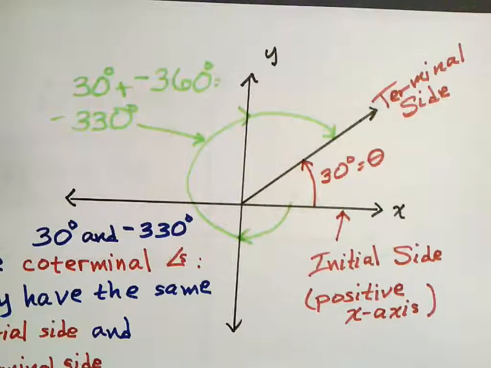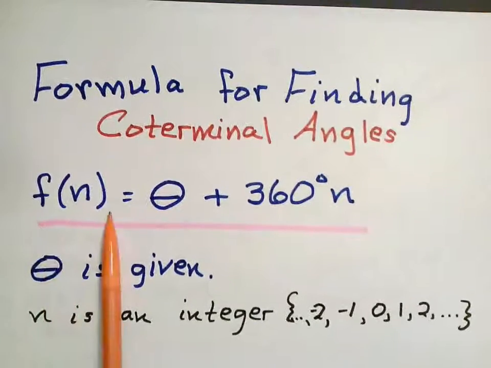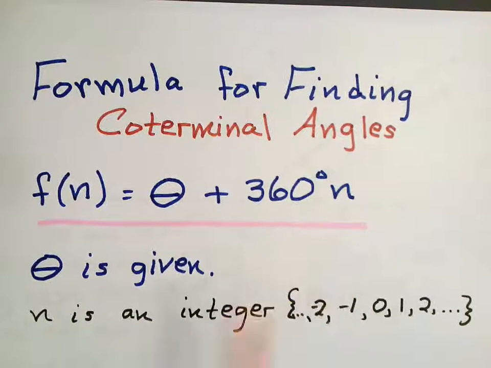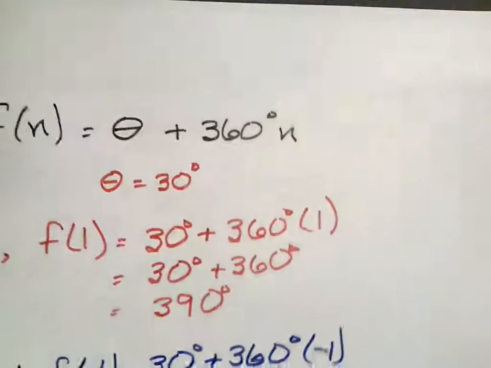There is a formula for finding coterminal angles. It says f of n is equal to theta plus 360 degrees times n. Now, theta is given. Theta will always be given. The n is an integer. Integers, no fractions, no decimals. So notice that the set of integers is infinite, so we can have an infinite number of coterminal angles. Let's look at that formula.